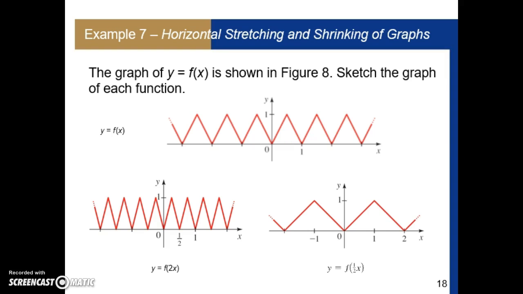So we'll look quickly at a graph here. The graph of y equals f of x is shown right here. This is a normal graph. When we double the x value that we're putting in, it goes through there very quickly. When we halve it, it takes longer for it to go through its behavior.